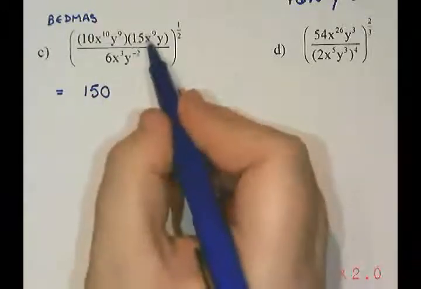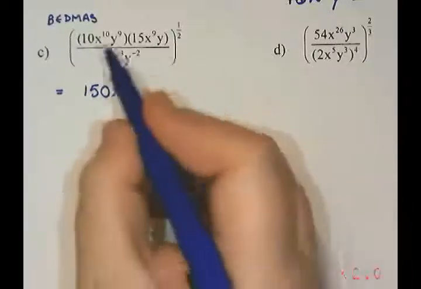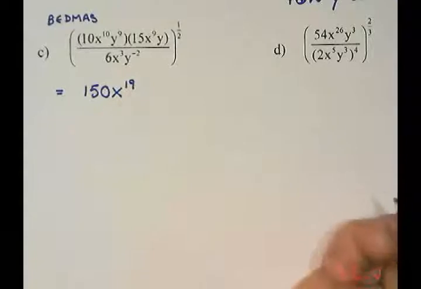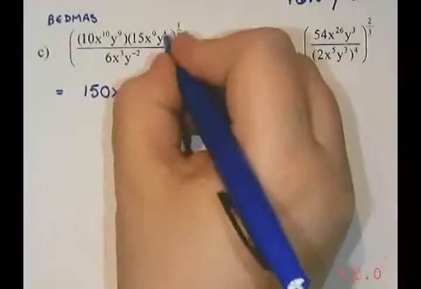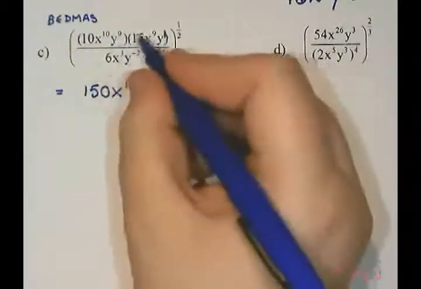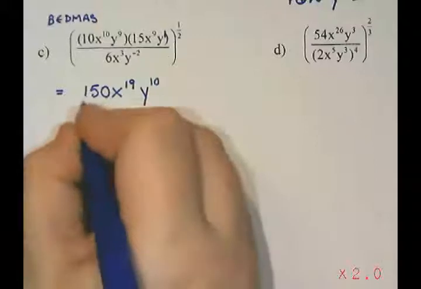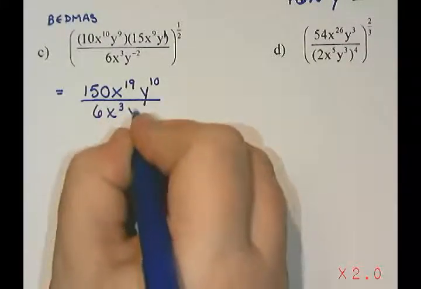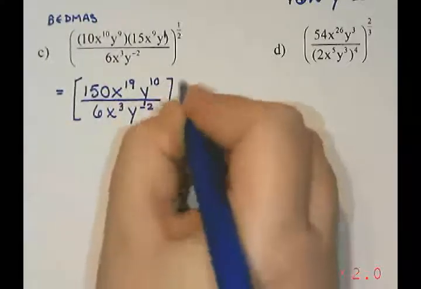The rule for multiplying is that you copy the base and add the exponents. So x to the 10 times x to the 9, I add 10 and 9 to get x to the 19. Y to the 9 times y, this is a secret y to the 1, so 9 plus 1 gives me y to the 10. And then that's still divided by 6x to the 3, y to the negative 2, all to the 1/2.